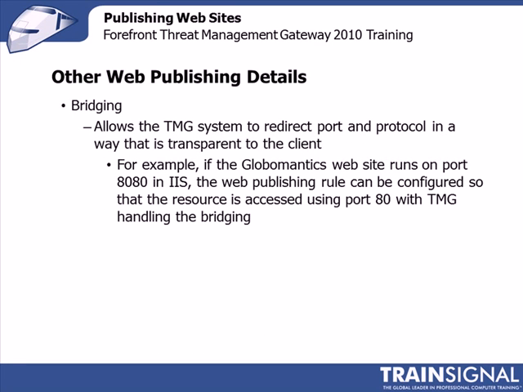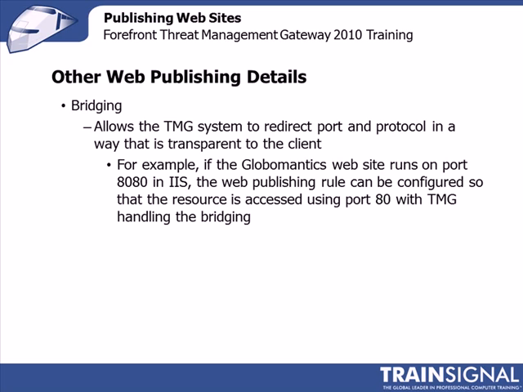In the server publishing lesson, I briefly discussed bridging, but we're actually going to see it in action in this lesson. Bridging is the mechanism by which a threat management gateway system can redirect port and protocol in a way that's transparent to the client. So basically, what the client is pointing to and what threat management gateway is using for a connection to the published resource can be very different.